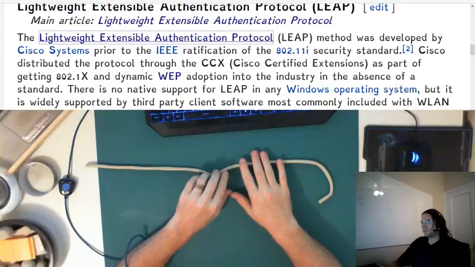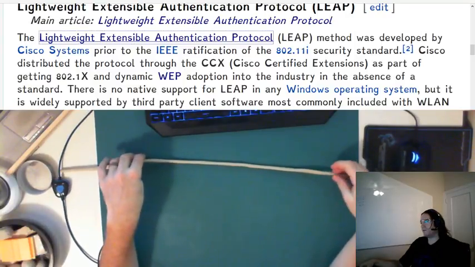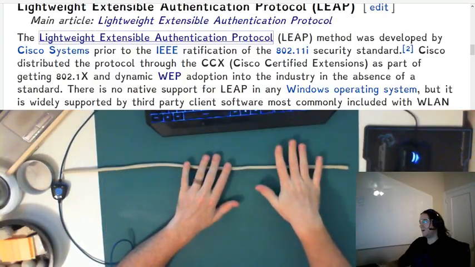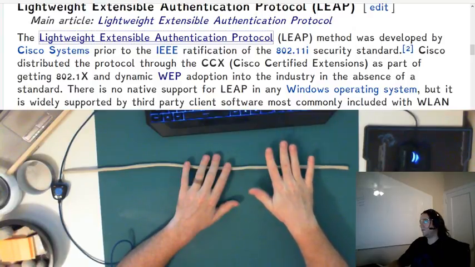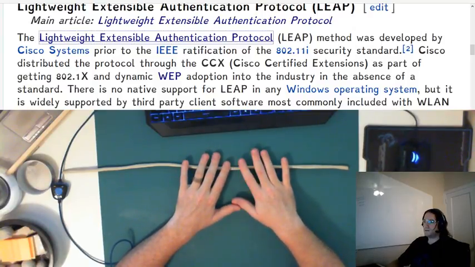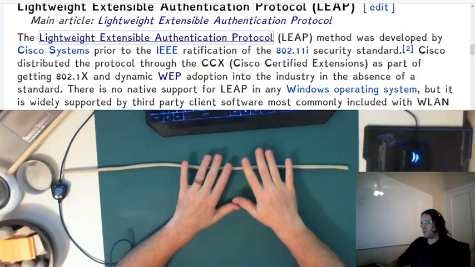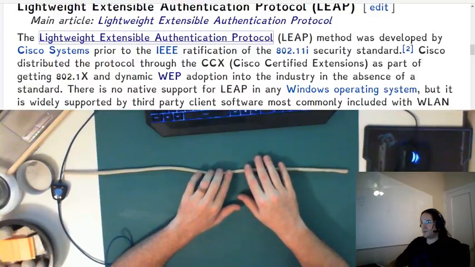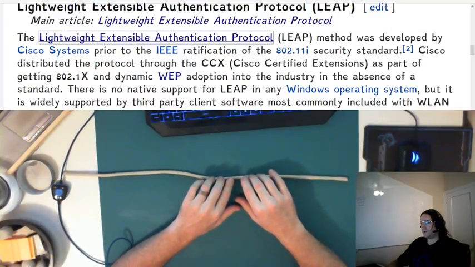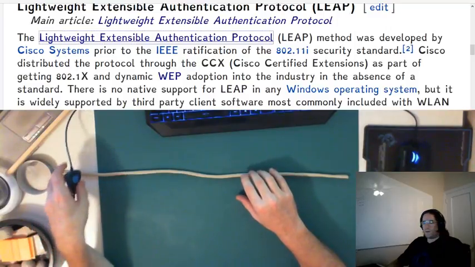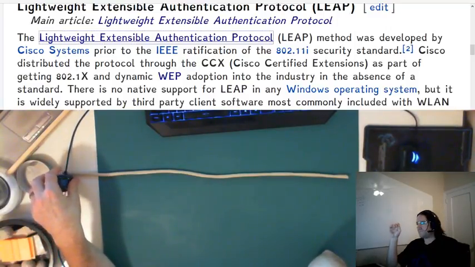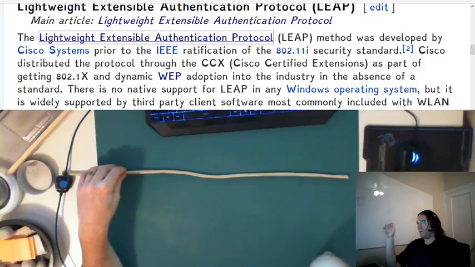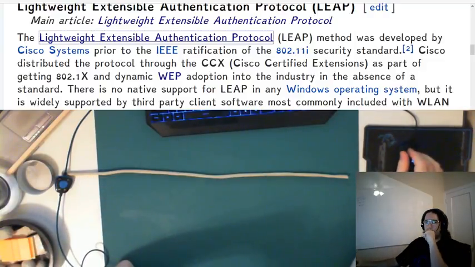It was developed by Cisco Systems prior to the IEEE ratification of the 802.11i security standard. Cisco distributed the protocol through the Cisco Certified Extensions as part of getting 802.1X and dynamic WEP adoption in the industry in the absence of a standard.